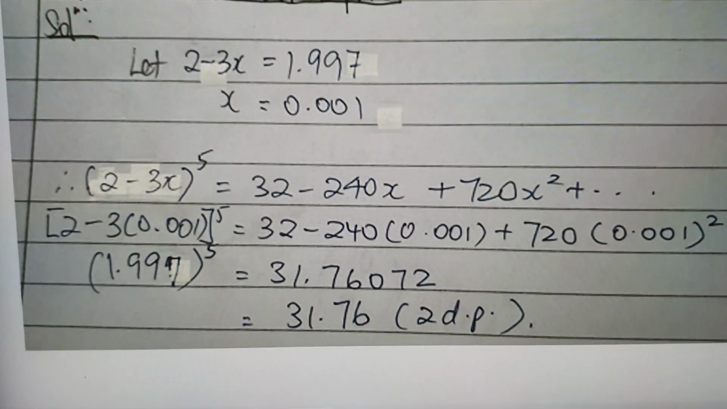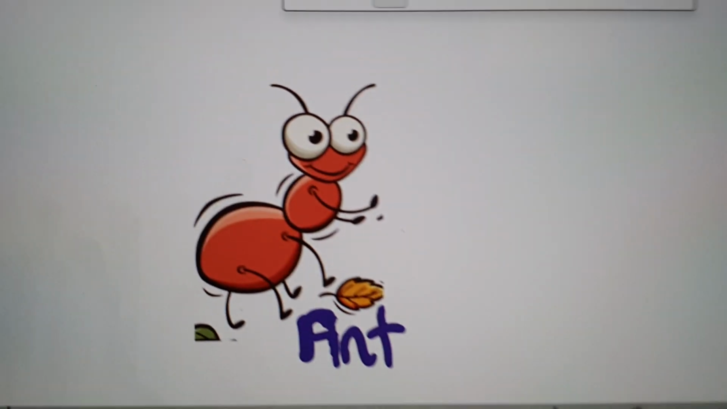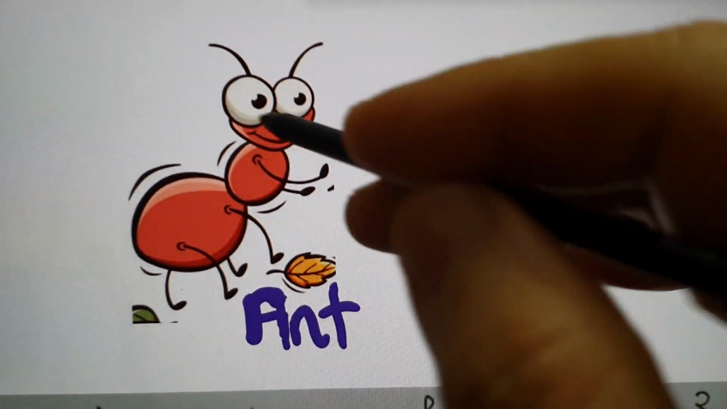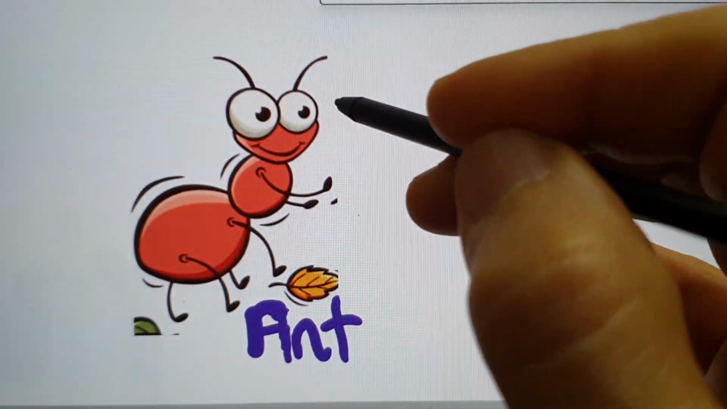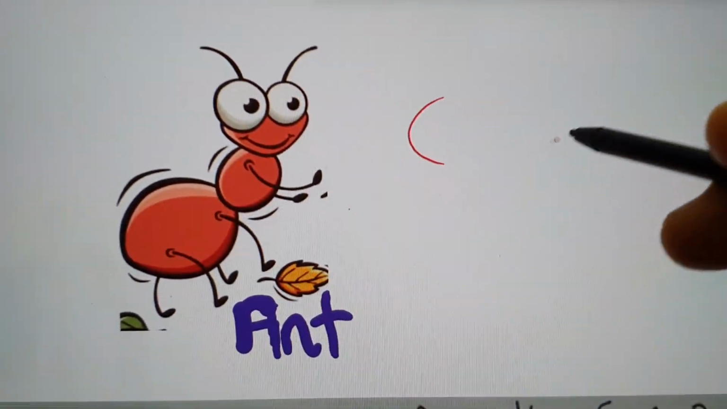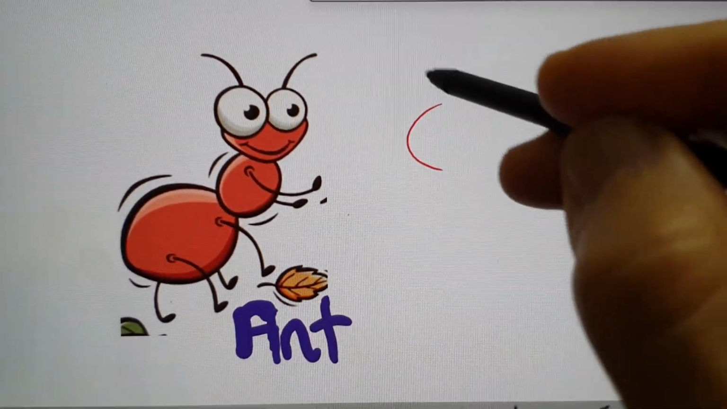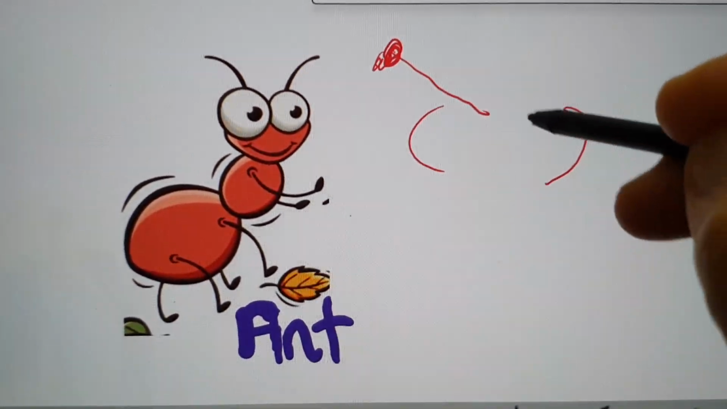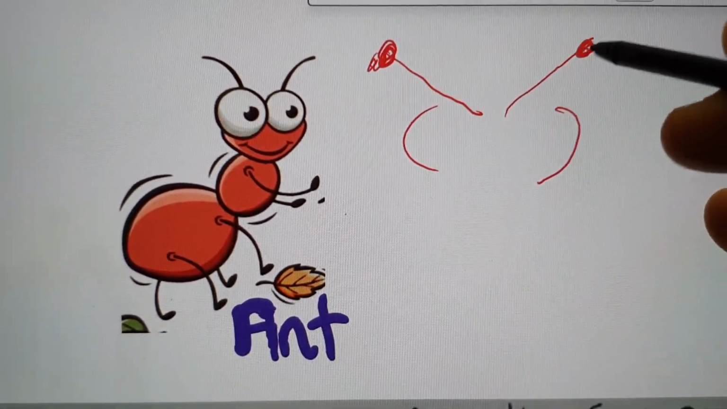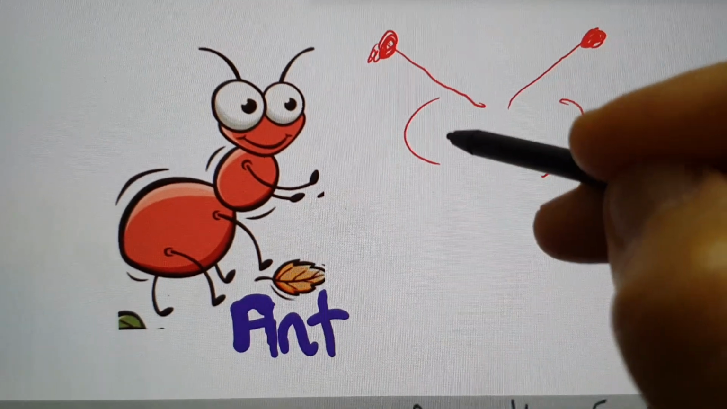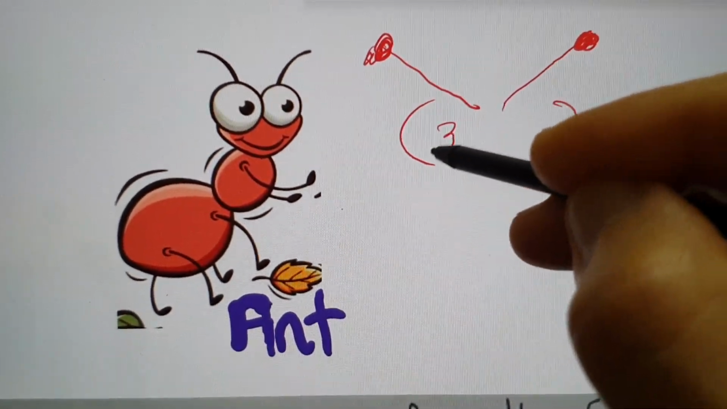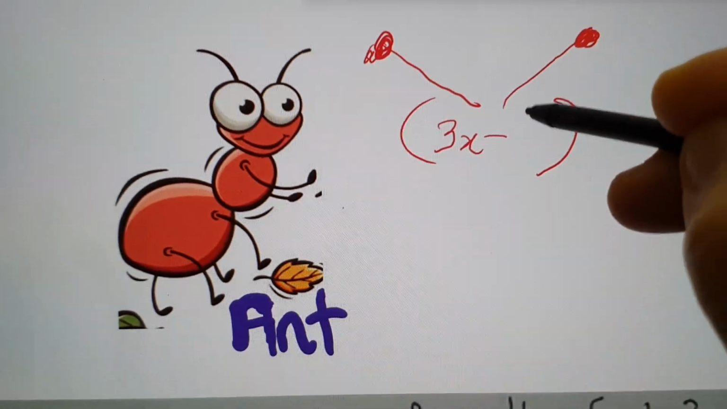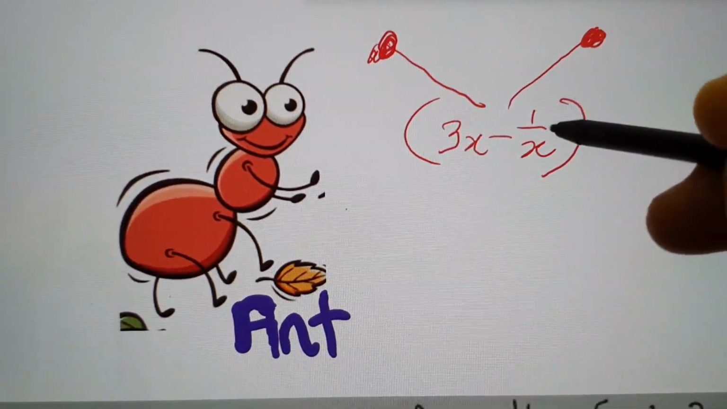Now the important thing I'm teaching you is this N here. We're going to use this N to help us. This is like the head of the N, then the two antennas. If you look at the front of an N, this is what you will see. So I'm using this to help us learn this topic. Let's say you have 3x here, and let's say minus 1 over x here.